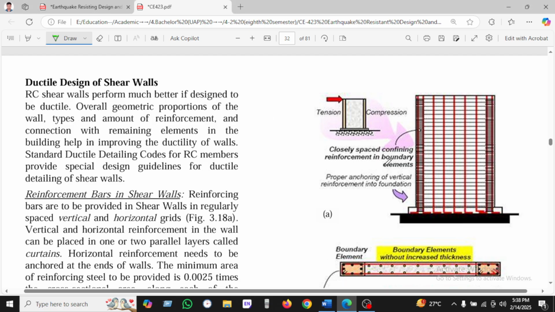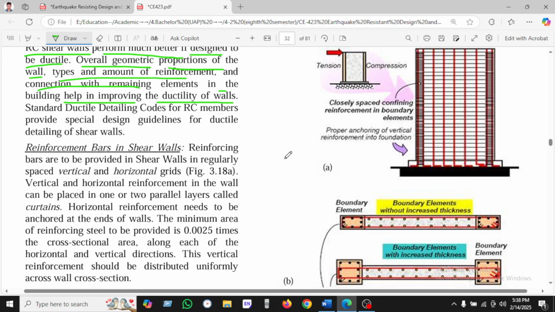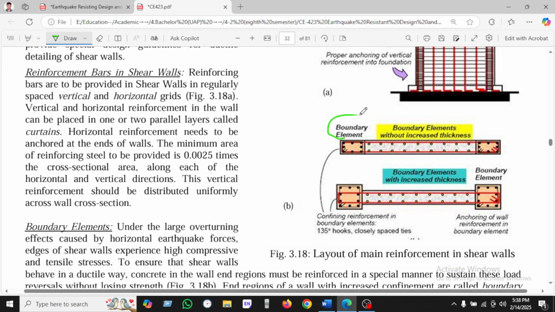Okay, let's see here. This is the shear wall. The RC shear wall performs much better if designed to be ductile, and the overall geometric properties of the wall, the type and amount of reinforcement, and the connection to the remaining elements in the building help improve the ductility of the wall. This is the boundary element, the most important part. Here the boundary element increases the thickness, and here it is without increasing the thickness. Most of the cases we use this type of shear wall in our practical field.